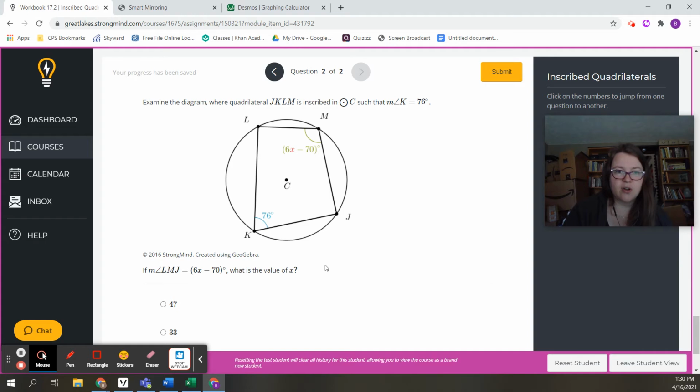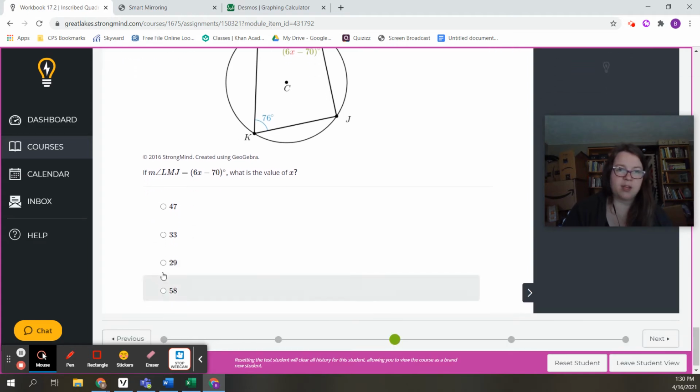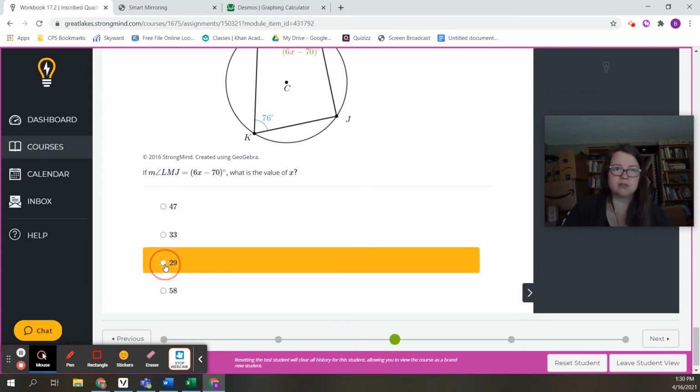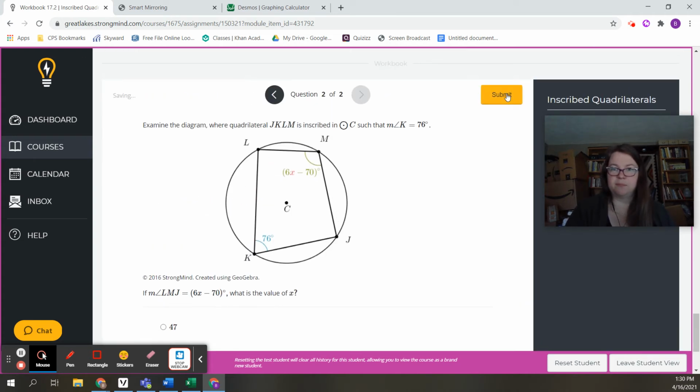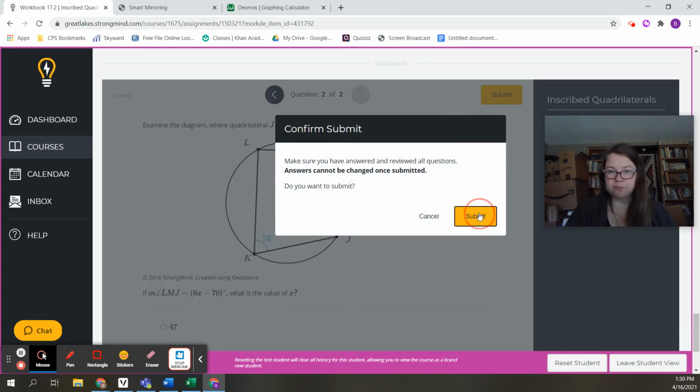Let's look at the question. What is the value of x? Oh, okay, we got it. Equals 29. So that was 17.2.